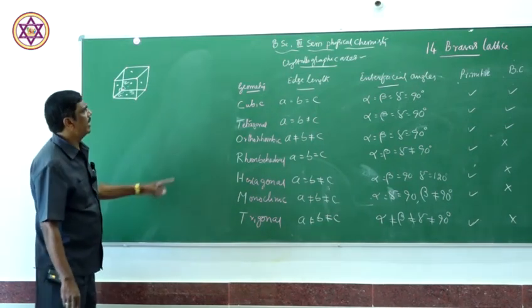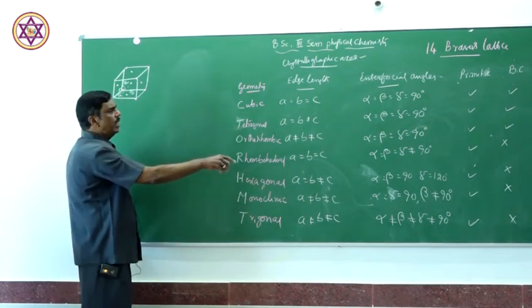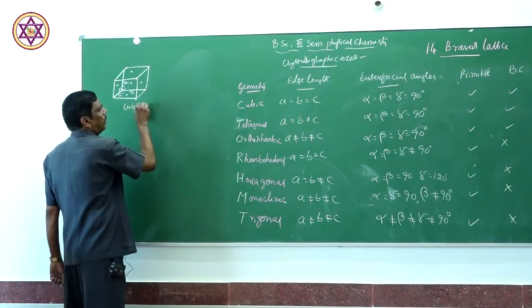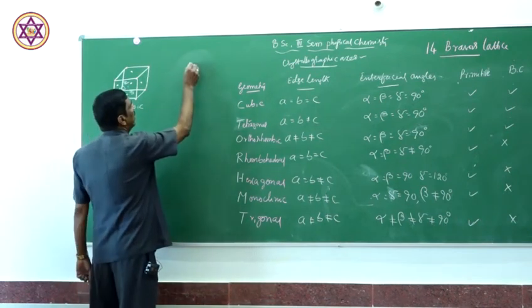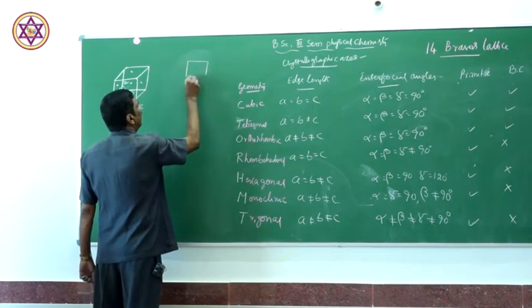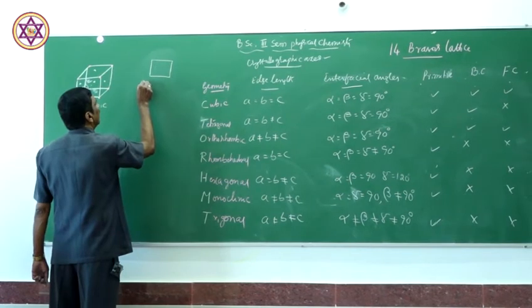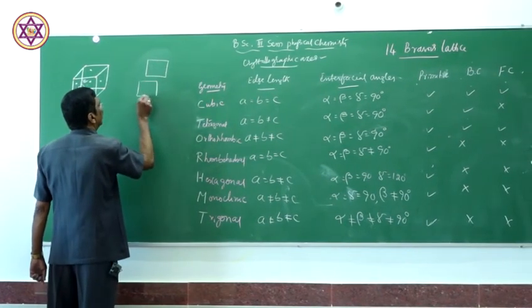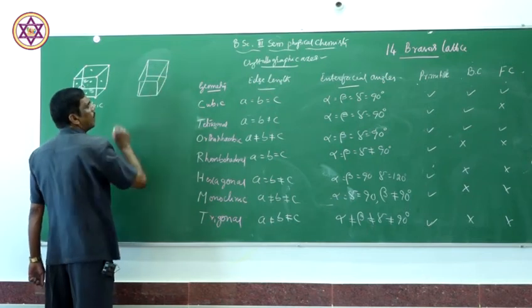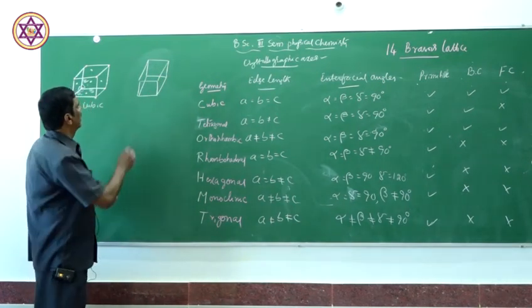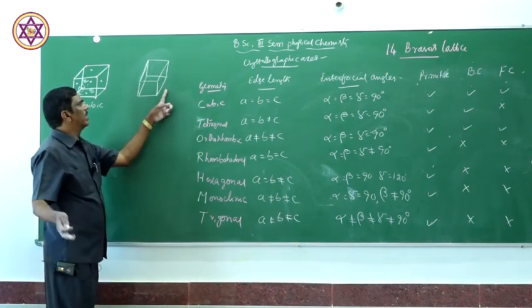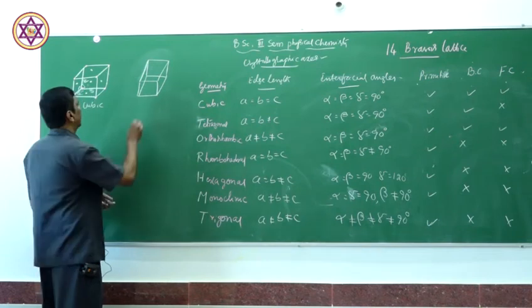In case of tetragonal, a = b ≠ c. So this is cubic, this is cubic. In case of tetragonal, a = b ≠ c, and alpha = beta = gamma = 90, whereas the edge length c is not equal to a. One of the edge lengths is more, and this is the tetragonal lattice.